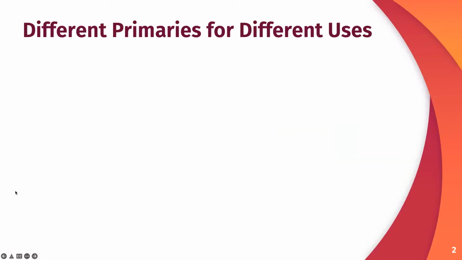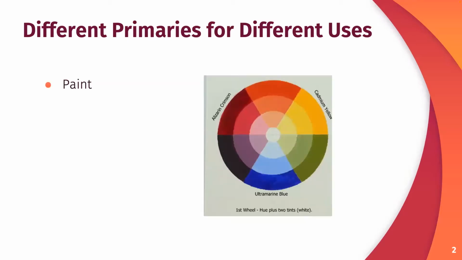So you may be familiar with the concept of primary colors, but did you realize that it actually depends on which medium you're working in? There are actually three primary categories. The first one you're probably familiar with is paint, and these are the ones that you've heard in school, the red, blue, and yellow. And we're taught in school that by mixing these three colors, you can create any color. And while that's true, it's true for paint.